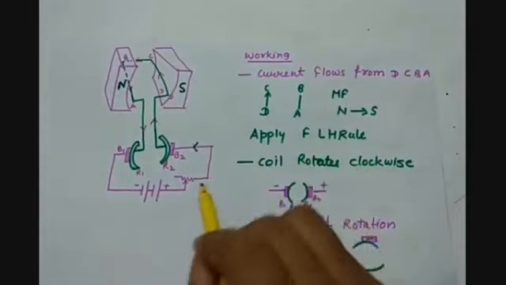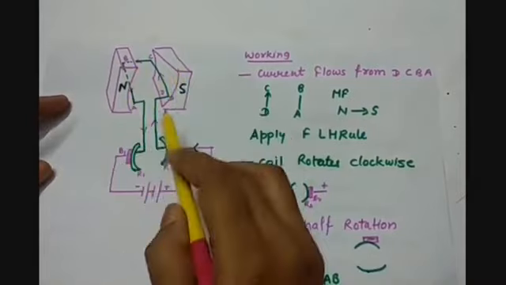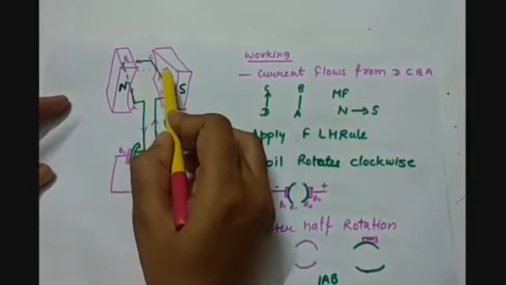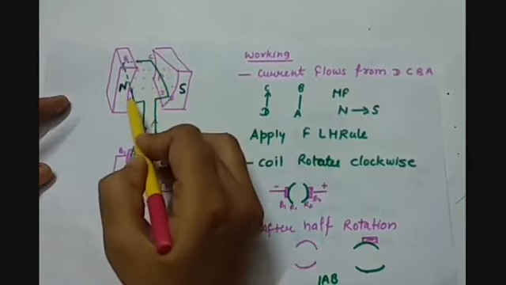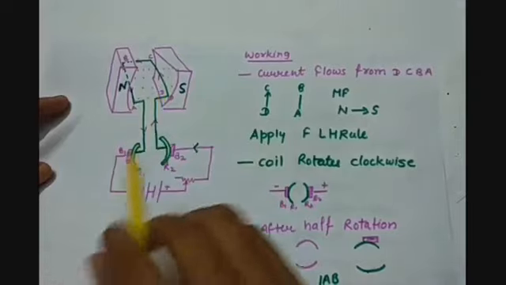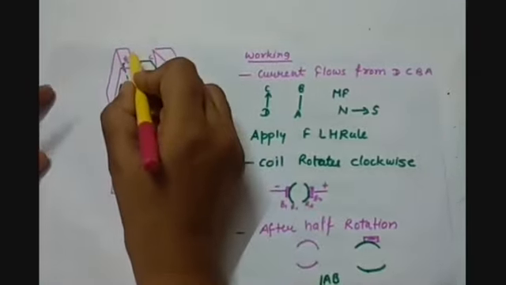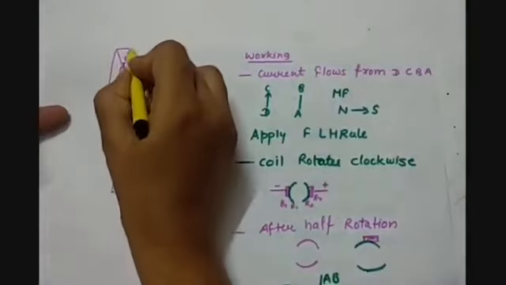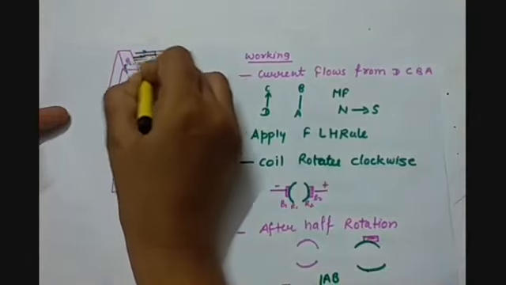So according to Fleming's rule, and we know that here the north and the south poles are there. So we will have the magnetic field lines coming out from the north pole and going to the south pole. The diagram will become messy, otherwise I would have drawn the magnetic field lines also, but let me draw them here with a different color. So magnetic field lines, they are going from the north to south, this way.